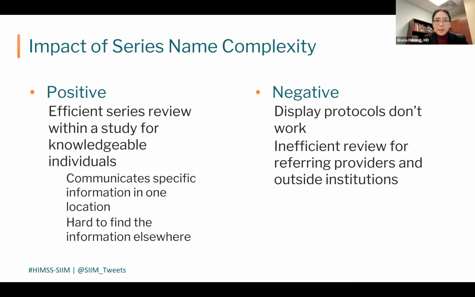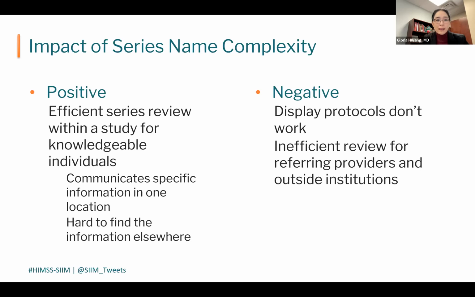And so creating series name standards is great. There are so many things that they will fix. When you have the kind of complexity that we see at Stanford, our display protocols don't work much of the time, and it's really hard on referring providers. They complain at every tumor board how hard it is to get through our exams.